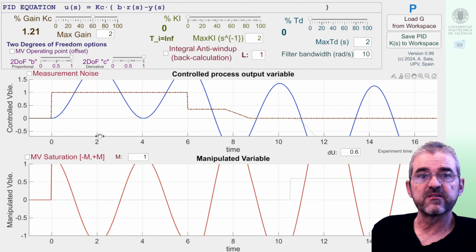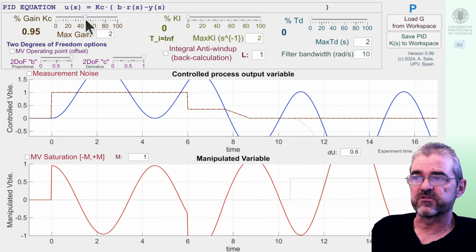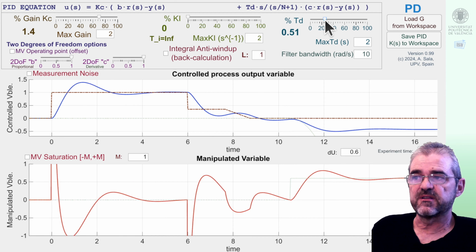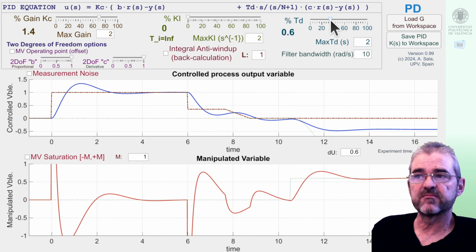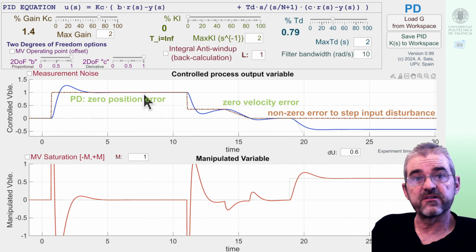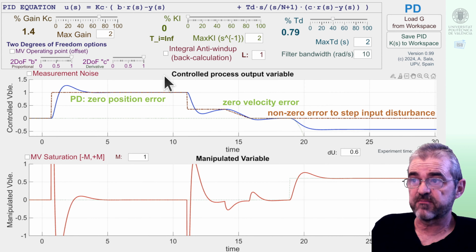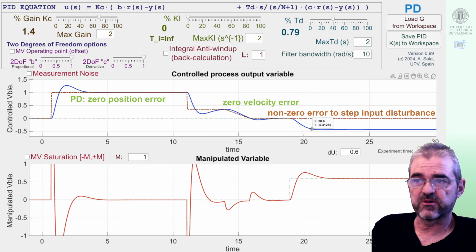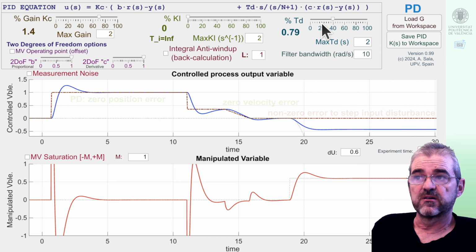In previous videos, we simulated the application and tuned it by trial and error, or well, let us remove saturation and measurement noise for the moment being. Proportional control could not stabilize. Derivative control did indeed stabilize and had damping. And well, we also proved that we were able to track with zero error set points and ramps with the controller we are discussing, but we were not able to track with zero error input disturbances that appeared at this moment in my simulation.